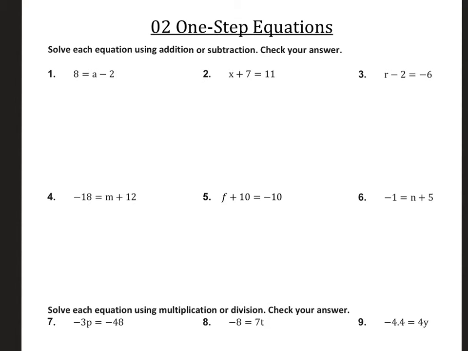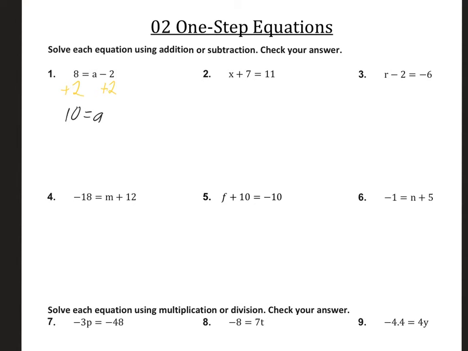To undo addition, you do subtraction. So looking at this, I want to get A all by itself. I have -2, so that means I'm going to add 2, right? So I'm going to do +2 to both sides. Okay. 8 plus 2 is 10, which equals A. Okay, cool. We have A all by itself.